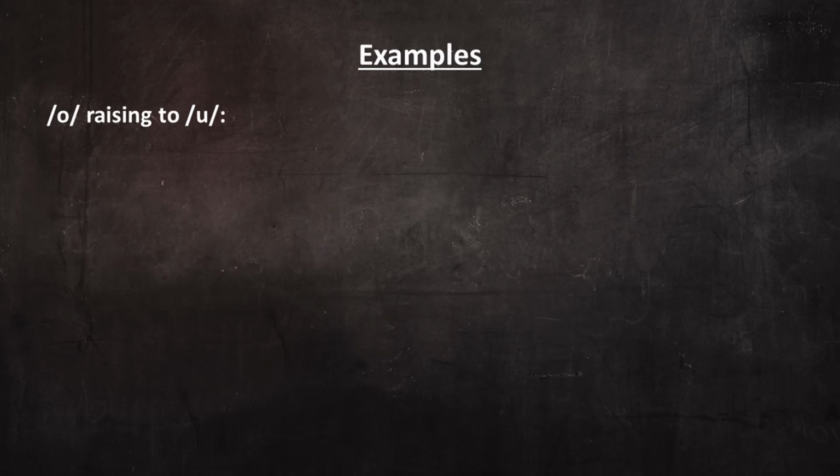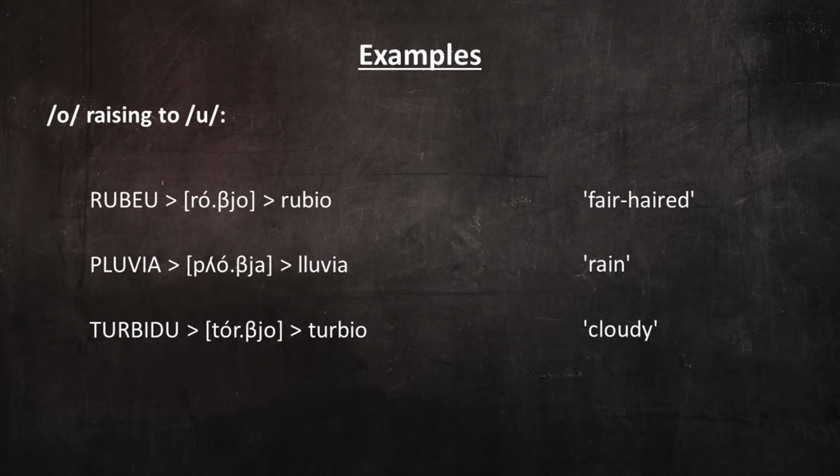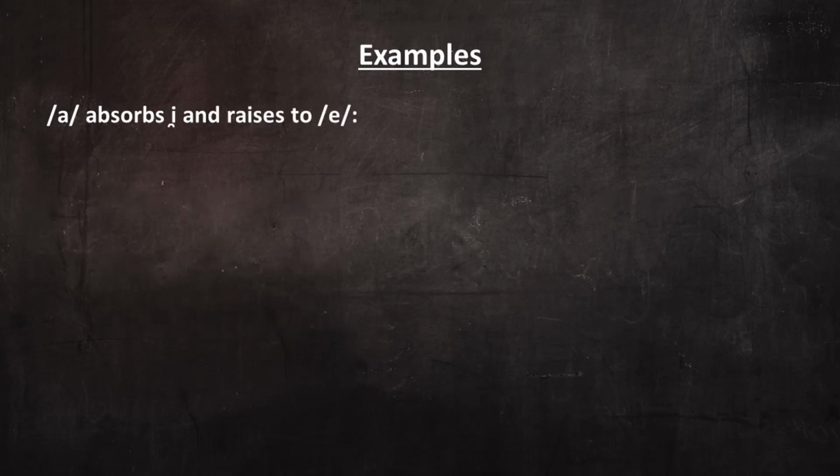O raising to U. In these examples, keep in mind that through the vowel mergers we described earlier, these short U's were pronounced as O. So the O sound preceding Y in this intermediate stage came to be pronounced as U. Robio became rubio. Same situation here. Plovia became lluvia. And here, torbio became turbio for the same reason.